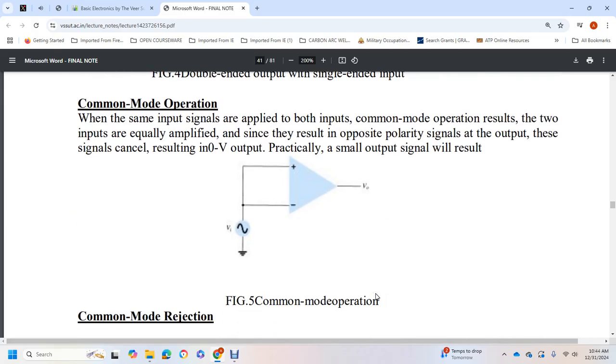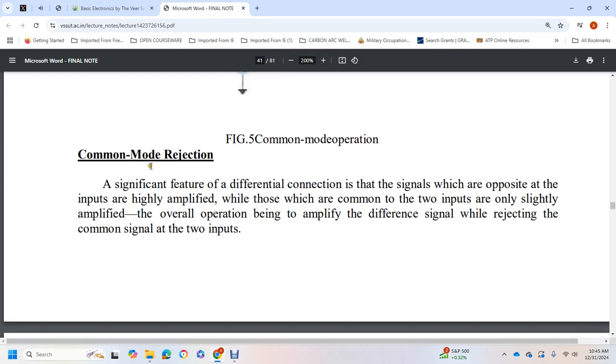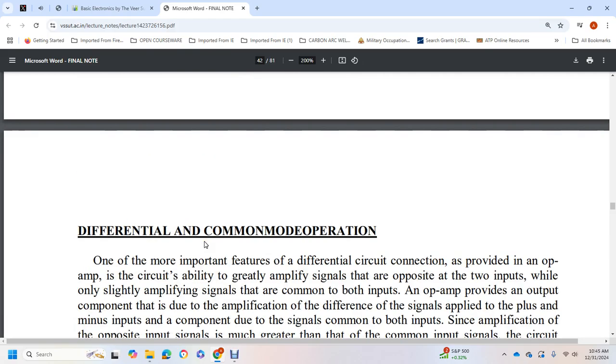Common mode operation. When the same input signals are applied to both inputs, it is common mode operation. The two inputs are equally amplified, and since they result in opposite polarity signals at the output, these signals cancel, resulting in zero output voltage. Practically, only small output signals will result. Figure 5 shows a common mode operation. Common mode rejection: the circuit highly amplifies signals that are opposite at the inputs, while signals common to the two inputs are only slightly amplified. The overall operation is applied to the difference signal, rejecting the common signal at the two inputs.